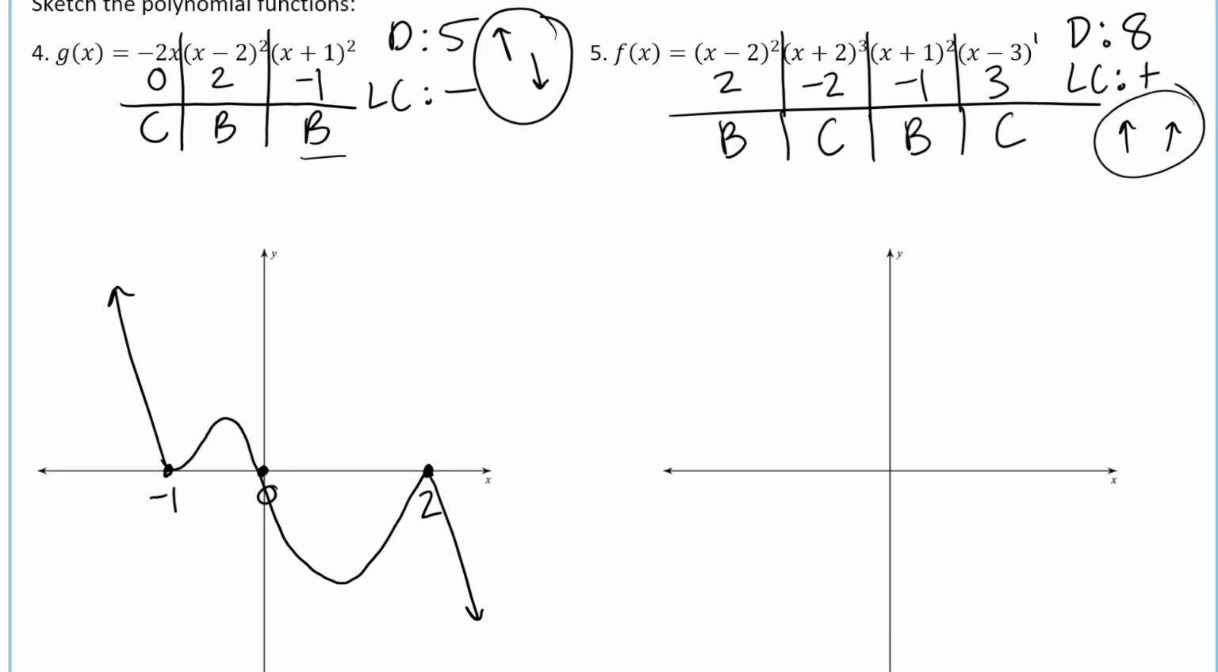Let's go ahead and put our zeros on the graph. I have -2, -1, 2, and 3, roughly. Okay, I'm going to sketch my ends. Up, up, and time to bounce and cross. -2, I have that it crosses. -1, it bounces. 2, it bounces. 3, it crosses. And there you have it.